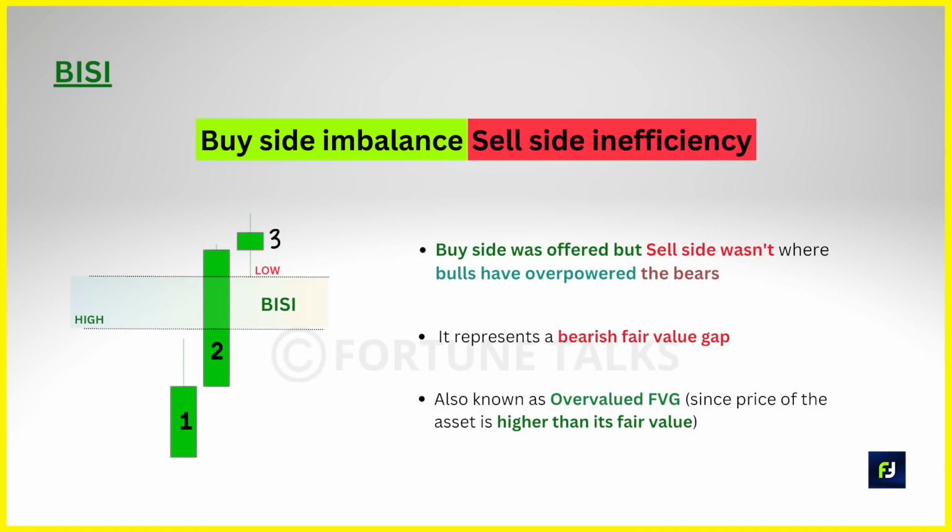Now, a BISI stands for buy side imbalance and sell side inefficiency. This means that the buy side was offered, but the sell side wasn't offered. So it is inefficient, or it represents a bullish fair value gap where the bulls have overpowered the bears. It is also known as overvalued fair value gap. What this means is that the price of the asset is higher than its fair value gap. Now, in this case, the price might decrease in the future to balance this inefficiency.